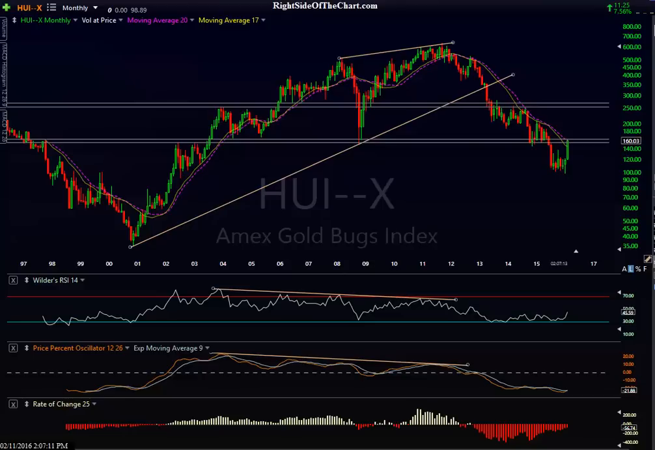GDX, I think, started trading in 1996. So here we're going back. This is a 20-year chart going all the way back to 1996, using a monthly time frame. And there's so much in this chart.